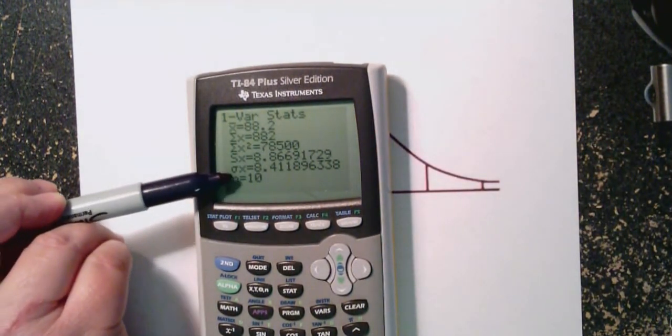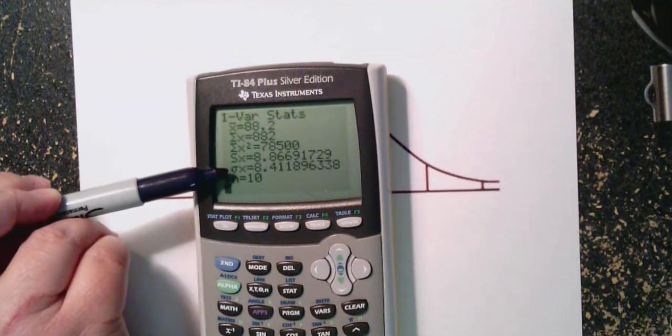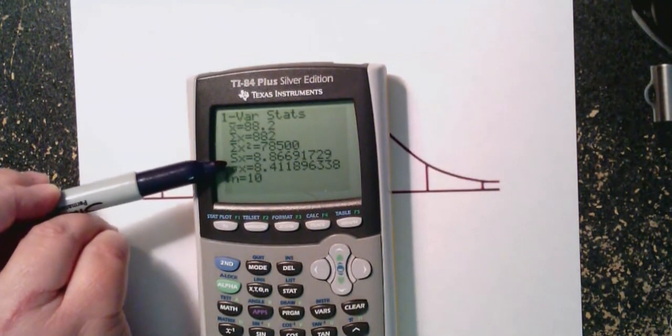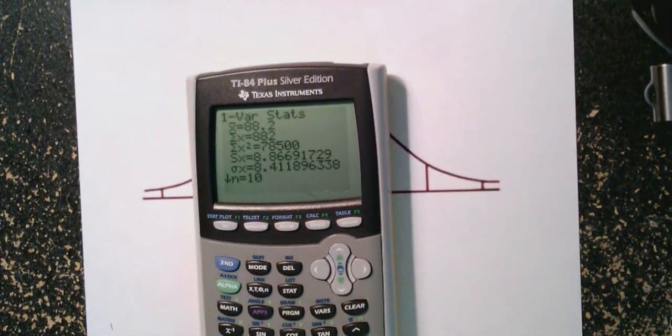This little guy that looks like a circle with a circle wearing a hat. Sigma is the standard deviation of the whole population. The one right above it is the standard deviation of just a sample. And so we're not going to be using that.